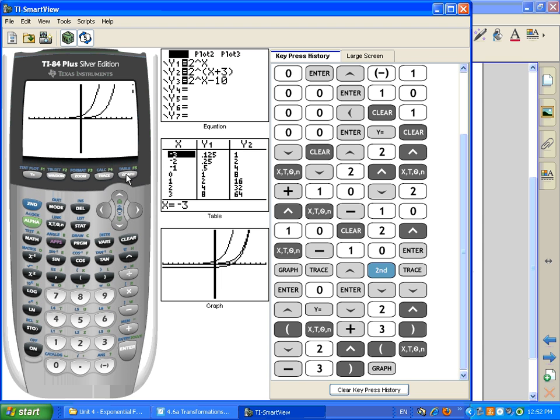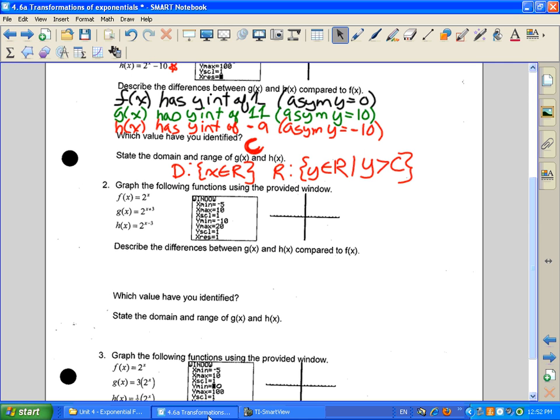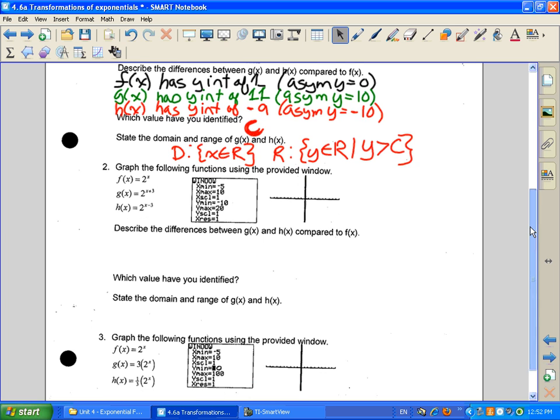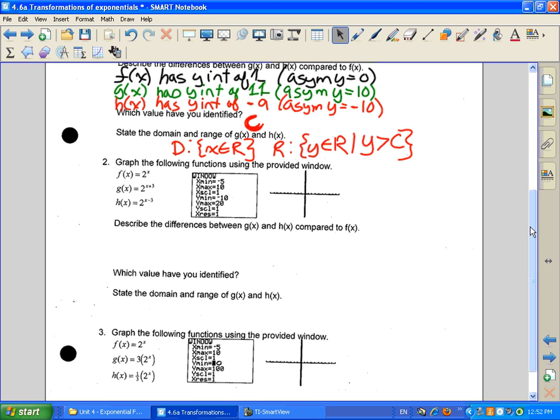There's the +3. And there's the -3. So what do you notice, folks? They look like they're the same graph. They just look like they've been shifted either left or right. Okay? So let's go back and make some statements and draw those in. So what do we notice? I'll just color code these better.